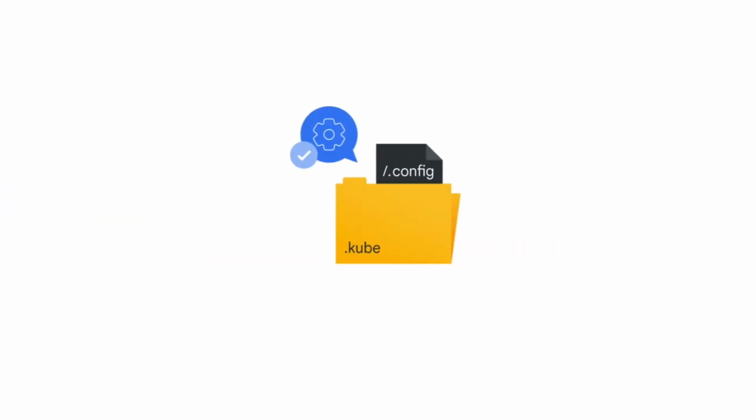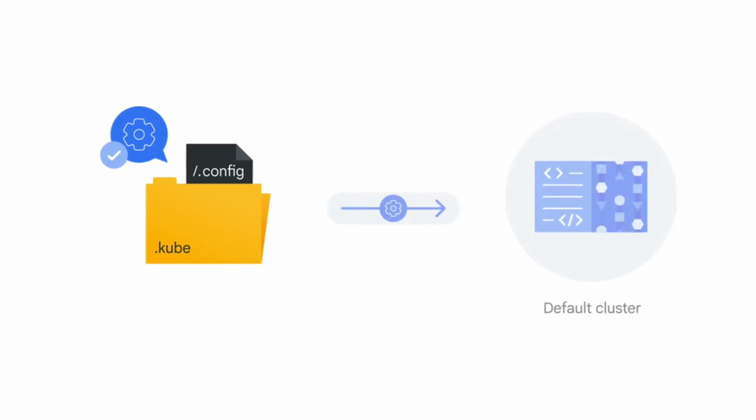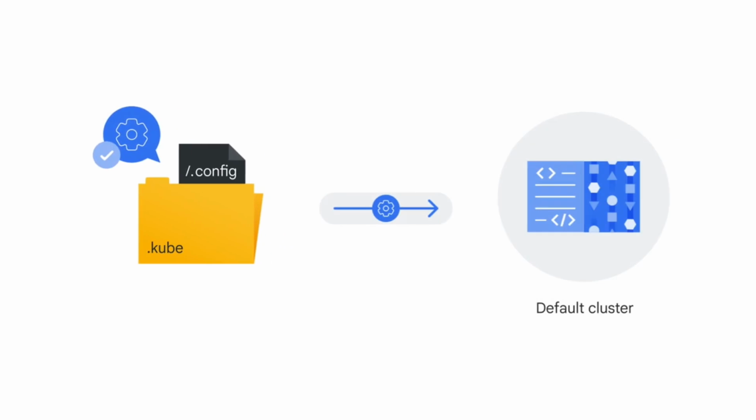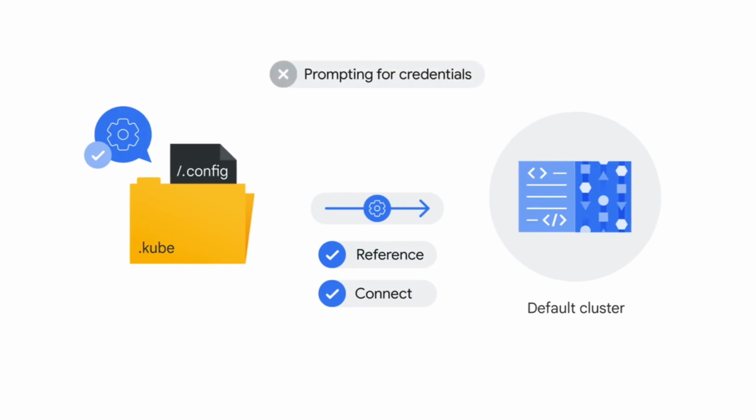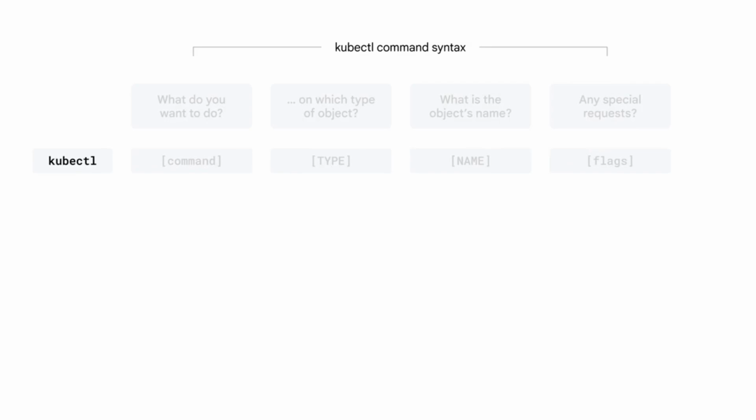After the config file in the .kube folder is configured, the kubectl command automatically references this file and connects to the default cluster without prompting for credentials. Now let's explore how to use the kubectl command.